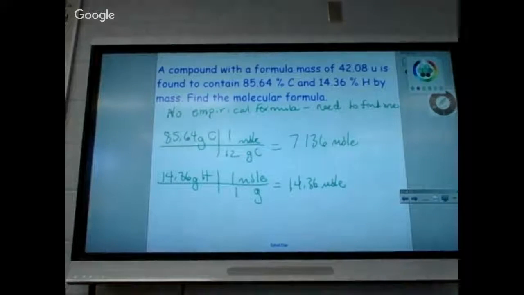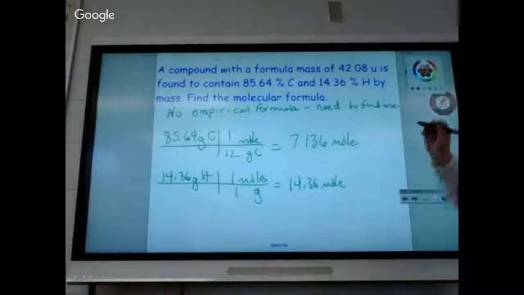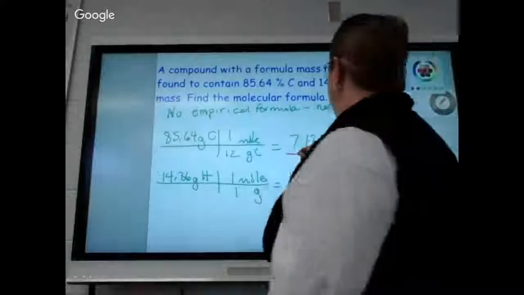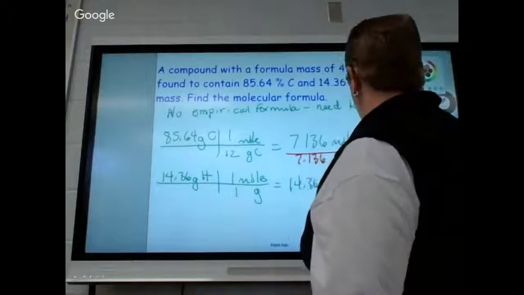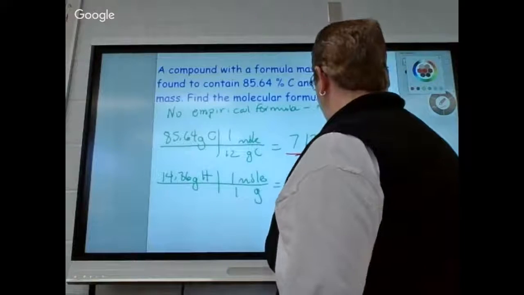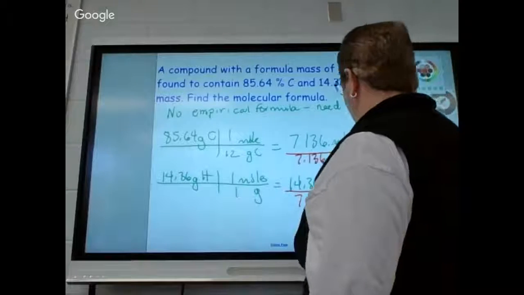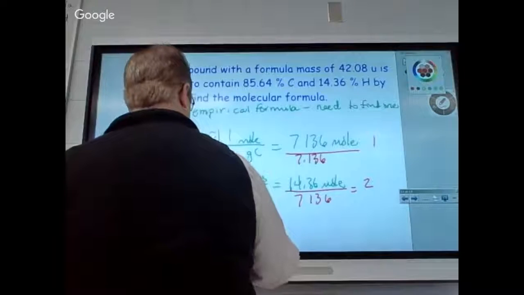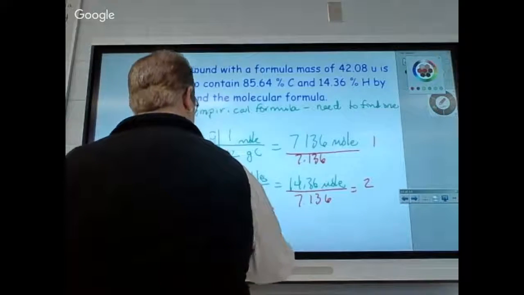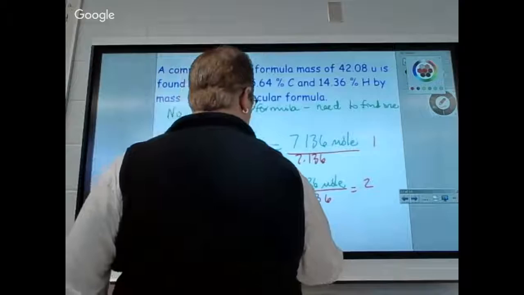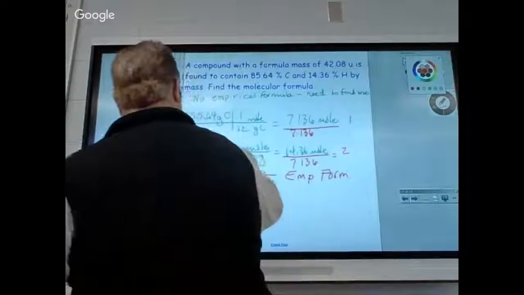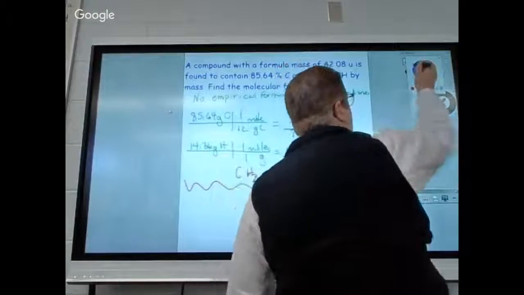Huh? No? All right. So what do I do with those two numbers once I have the moles? Add them up. I would do what? I mean, not add them up, but divide by the smallest. So 7.136 is 1. 7.136 is 2. So my empirical formula is CH2. All right, so that is the empirical formula. Okay, so this is sort of step 1.